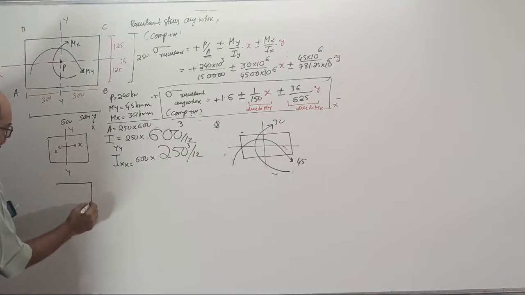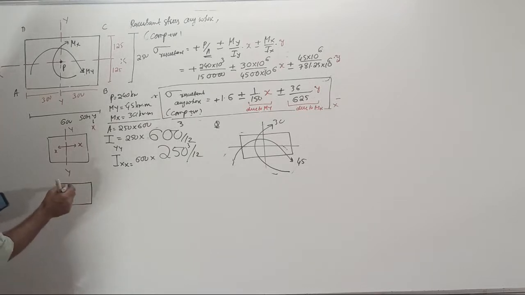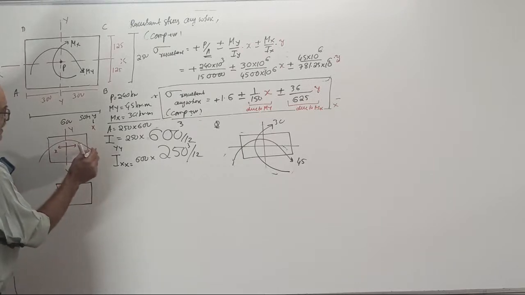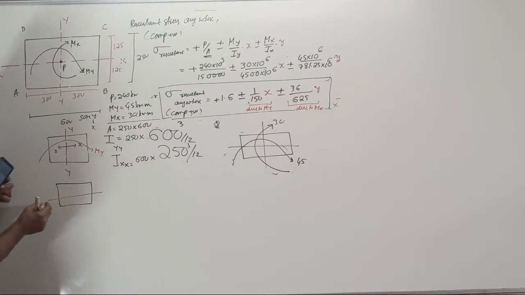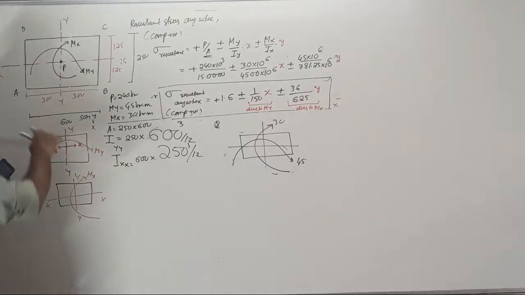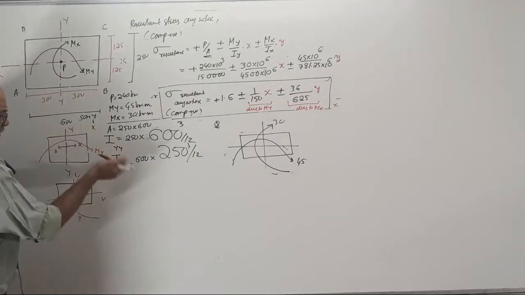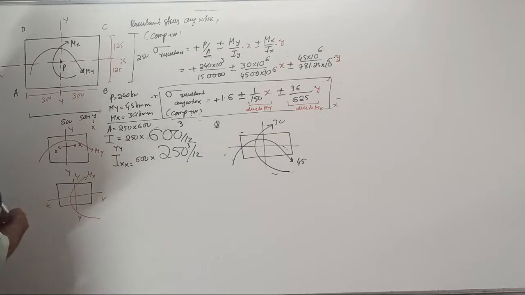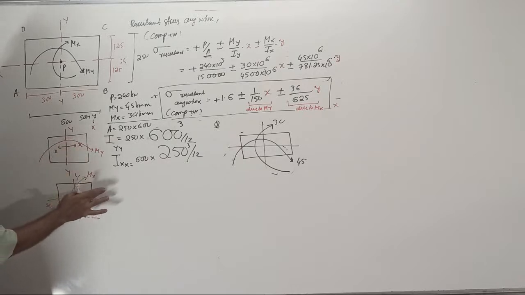Same way I told you, when you consider moment about the xx axis, this is for Mx. Similarly for xx, yy. When you take this moment Mx, this is the width, this is the depth, axis xx, and now I about xx is 600 into 250 cube. Now, this side, don't see this one. I will remove yy now.